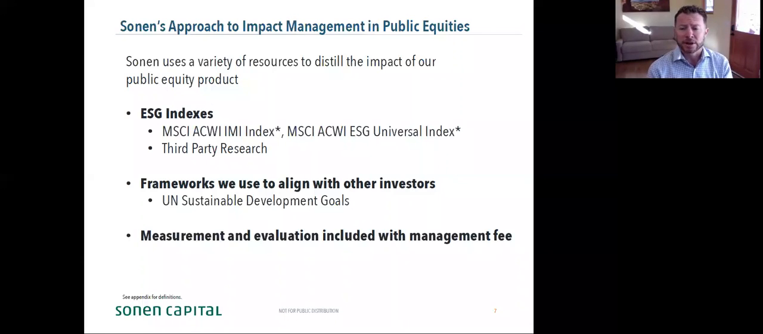We've also begun in the last year, since the UN Sustainable Development Agenda came out in late 2015, to test our alignment with that framework.